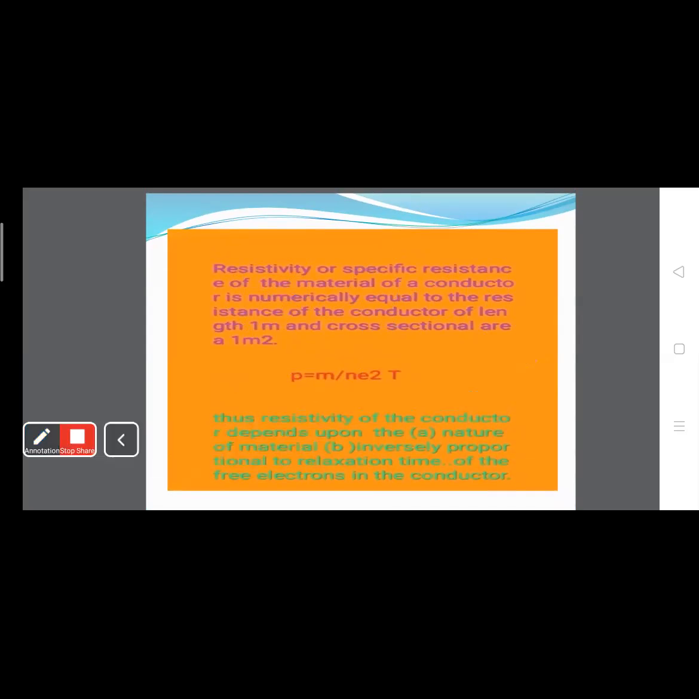Okay, so on which factors does the resistivity of a conductor depend? We can say resistivity of the conductor depends upon the nature of material, and it is inversely proportional to the relaxation time of the free electrons in the conductor. This was all about resistivity of the conductor. So I think this is clear to you. Now there is some relation between drift velocity, resistivity, current, electric field, current density, and potential. So let's solve these relations.